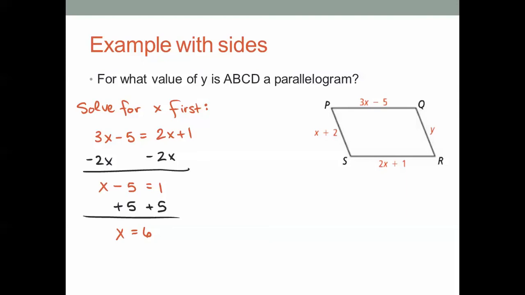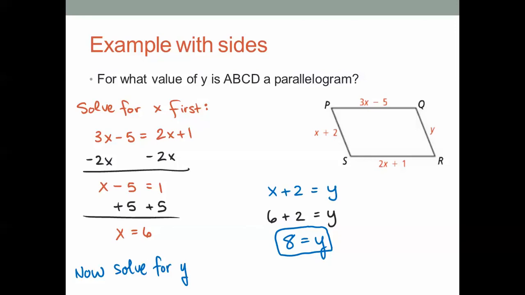So now that I know the value of x, I can go back in and solve for y. I know that segment PS and QR would also be congruent if PQRS is a parallelogram. So I'm going to set x plus 2 equal to y. I know my value for x. It's 6. I'm going to substitute that in, and I get y equals 8.